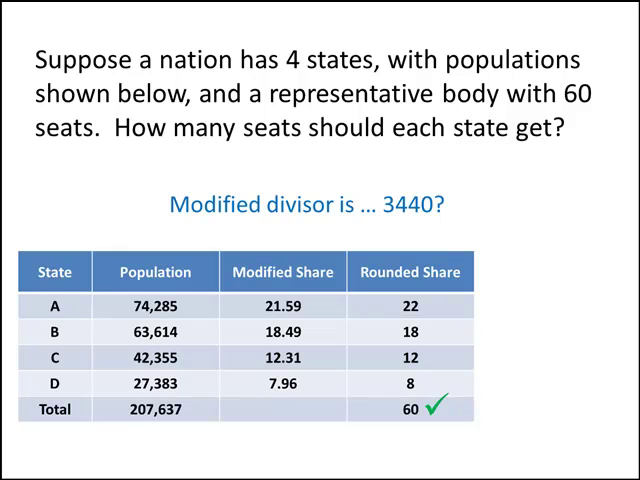So the thing to keep in mind for Webster's method is that if the total number of seats is too high, you need to make the divisor larger to make the shares smaller. If the total number of seats you have is too low, you need to make the divisor lower to make the shares larger. So that's Webster's method.